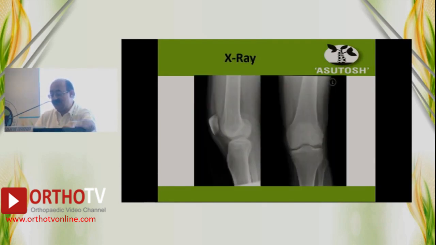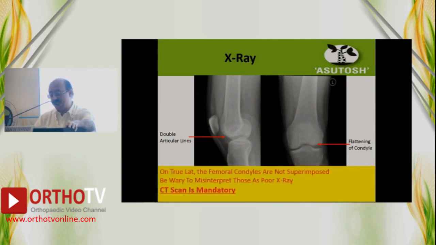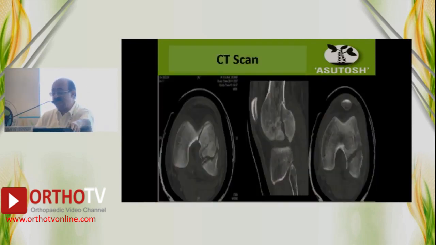Let's look at this X-ray. It looks fairly alright to the inexperienced, but there is some flattening of the condyle and you can see double articular lines of the distal femur. So if on a true lateral view the femoral condyles are not superimposed, be wary of misinterpreting these X-rays, and never say this is a poor quality X-ray. If in doubt, a CT scan is mandatory.